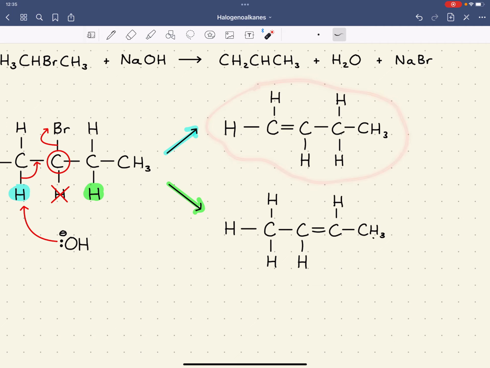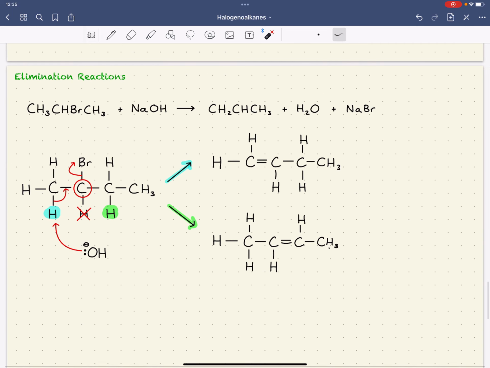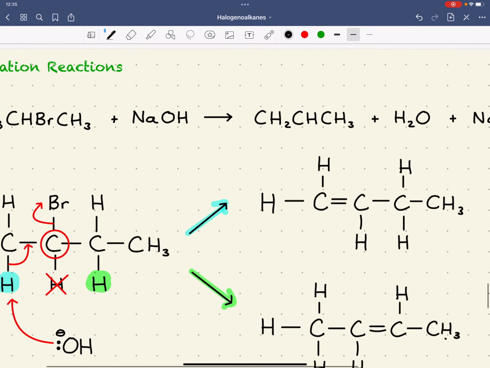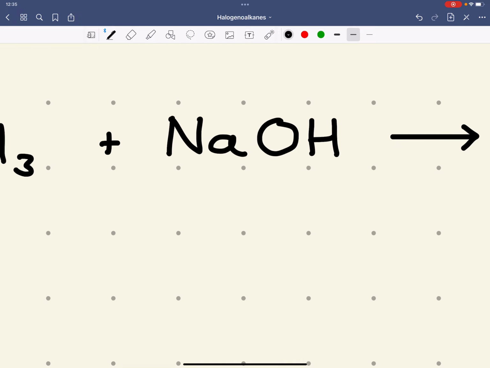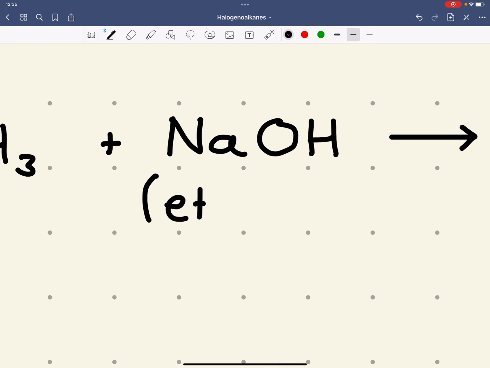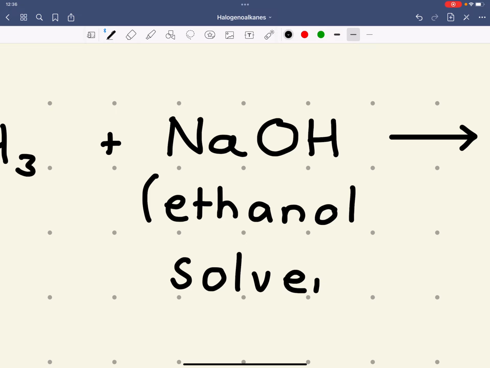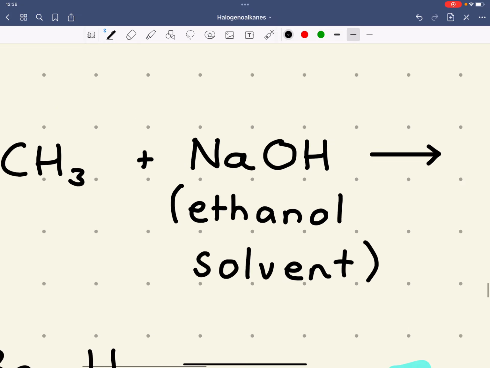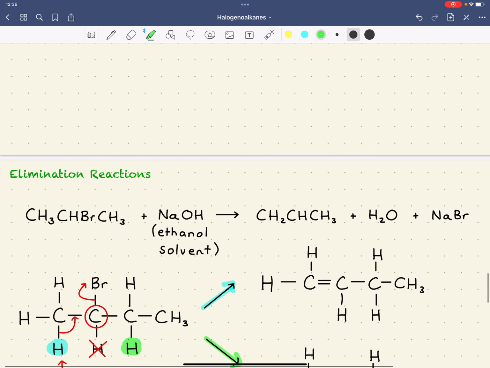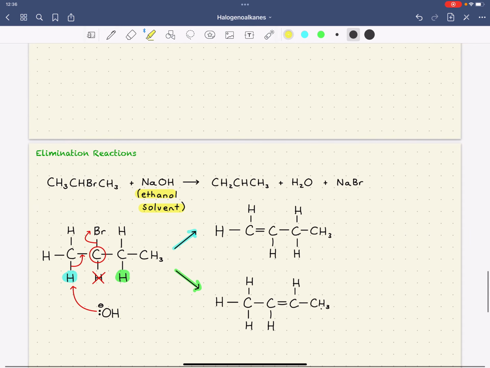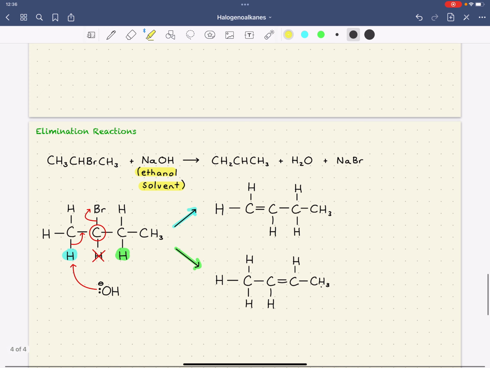So that's the elimination. The key to remember here is that this sodium hydroxide must be in an ethanol solvent, not aqueous. Aqueous solvents would favour nucleophilic substitution. It's important to remember if we want elimination, elimination is favoured by an ethanol solvent. And that there is the elimination reaction of a haloalkane.